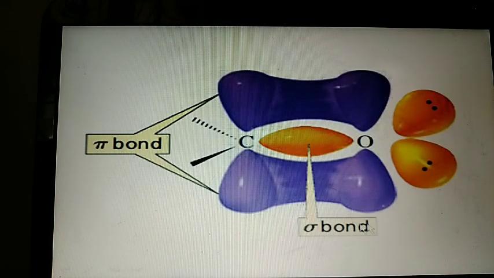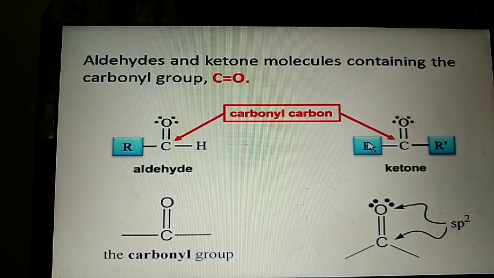You can see the structure of the carbonyl functional group. You can see the p orbital of carbon and the p orbital of oxygen. The side overlap of the p orbital of carbon and the p orbital of oxygen will form a pi bond, along with the sigma bond, and you can see the two lone pairs of electrons present on the oxygen.